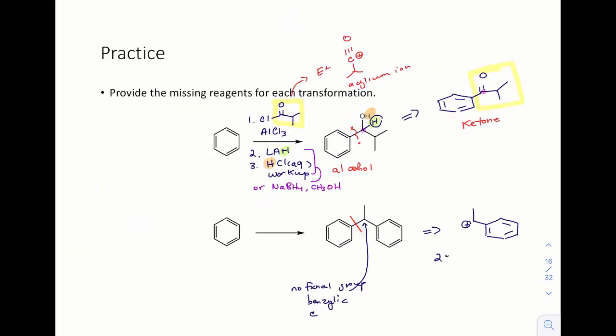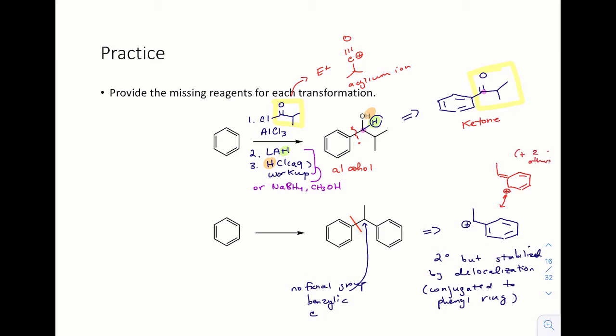And in fact, this cation is secondary, but it is stabilized as it is conjugated to the adjacent phenyl ring, right? That's the benzylic position. So there are resonance structures that can be drawn to indicate how the ring stabilizes that carbocation. I'll just draw one of them here, but there are two others, and I certainly encourage you to draw them out. Because this cation is stabilized and not prone to rearrange, Friedel-Crafts alkylation is an acceptable route to the desired product.